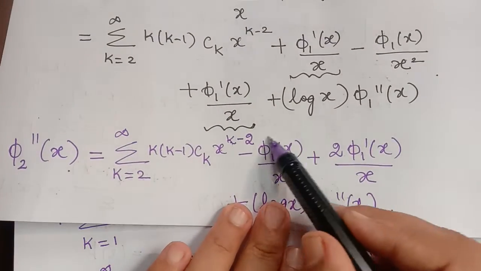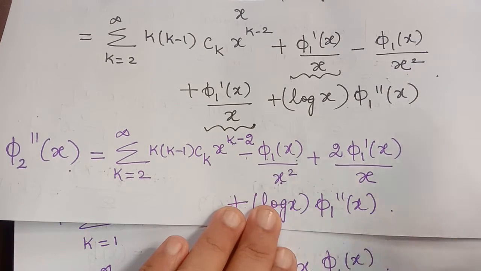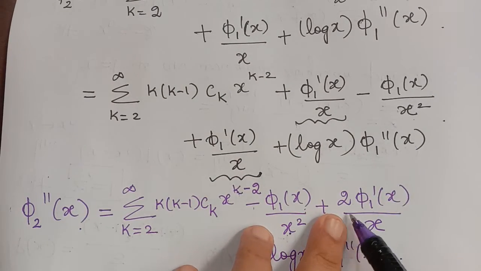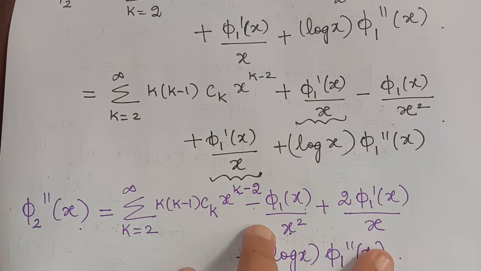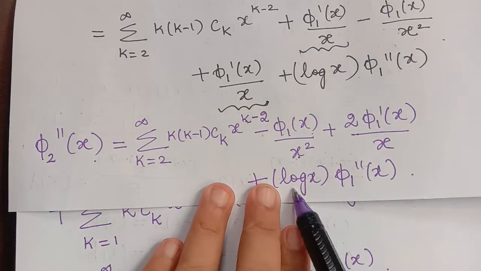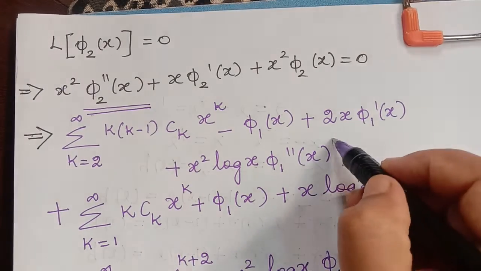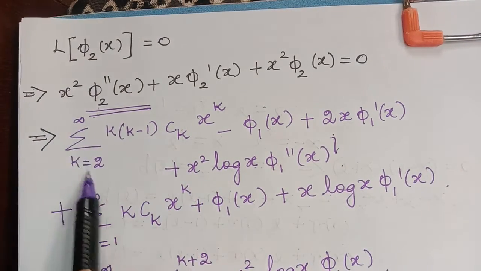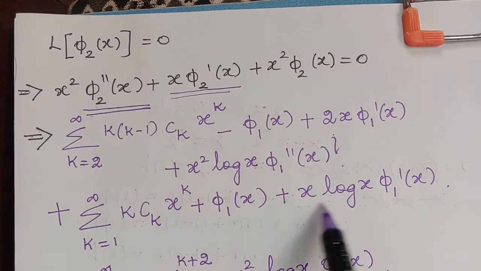And then x squared when multiplied with this term, x squared and x squared gets cancelled, and so we have negative phi 1 of x. So that I have written here, negative phi 1 of x, plus now here when x squared is multiplied, one of the x gets cancelled, and in the numerator we will be having 2x phi 1 dash of x, and so that I have written here 2x phi 1 dash of x. And then x squared has to be multiplied with this term, so x squared log x phi 1 double dash of x I have written here. So this is that first full term, that is x squared phi 2 double dash of x fully I have written here. Then we have x phi 2 dash of x, that I have written here.